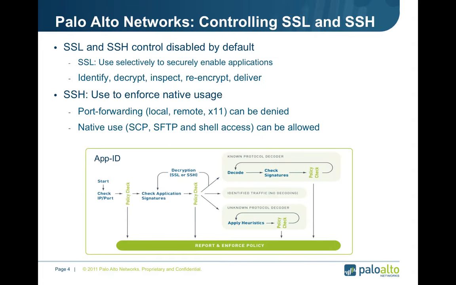In order to control SSL and SSH, you need a different form of evaluating traffic. App-ID looks across all ports for all applications and all traffic, so no matter what port you're looking at, we can determine whether or not the traffic is SSL or SSH, and then can selectively enable the appropriate policies. From an SSL perspective, we use the man-in-the-middle approach to open up the traffic, identify the applications within the SSL tunnel, and then inspect it, re-encrypt it, and deliver it to its destination. SSH control is a little bit different. We use it to enforce native usage, being SCP, SFTP, and shell access, while the other uses of SSH can be quickly identified and then denied.